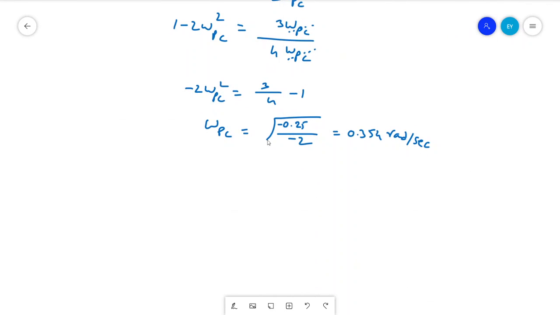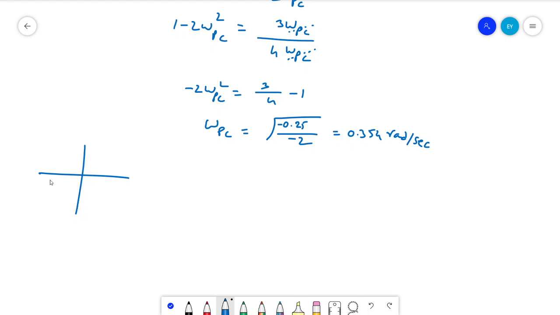So now what we need to do is, at omega PC, we need to compute the magnitude. Whatever the cross section point, if it is starting somewhere here, we need to compute the magnitude. That magnitude we can compute by substituting omega PC, where the plot is crossing the real axis. At this omega PC, we need to compute the distance from the origin. This distance will be computed by substituting omega PC in the magnitude plot.